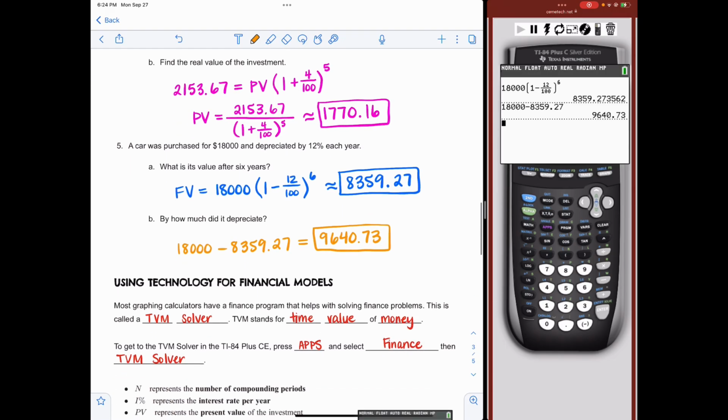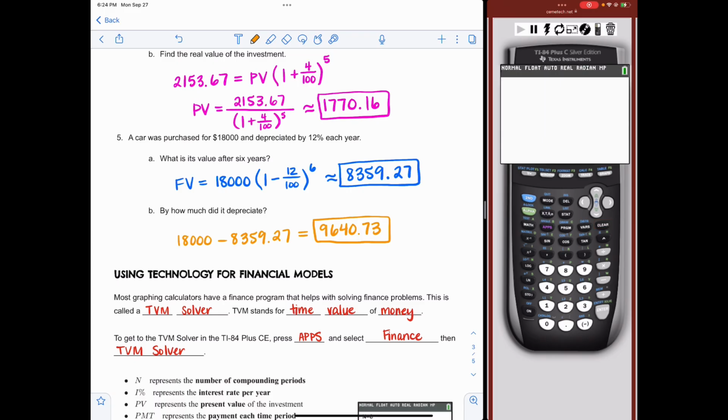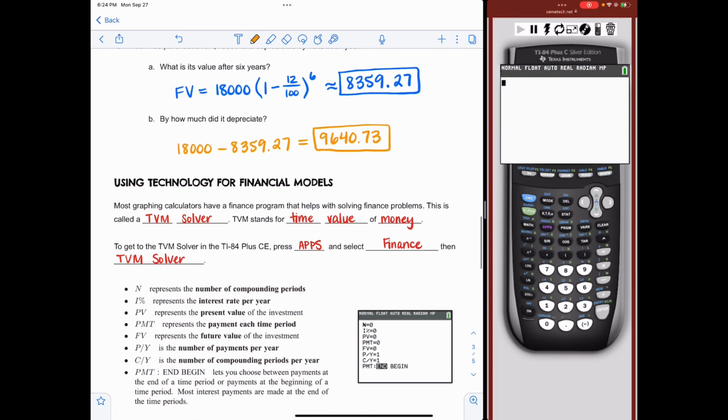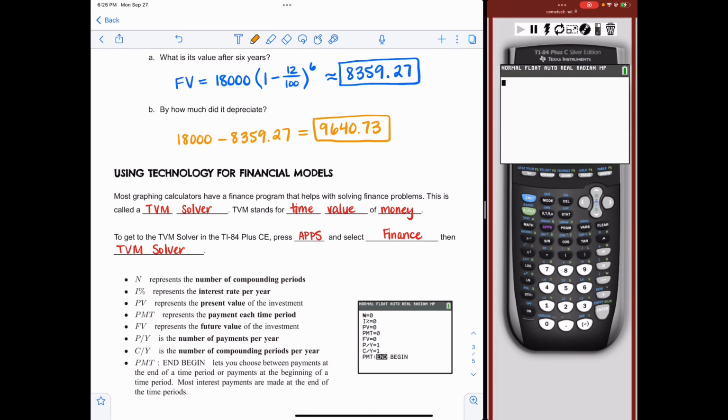All right. So now let's show you how to use technology. So anytime we use technology, you have to understand that most calculators have a finance program that helps with solving finance problems. This program is called a TVM Solver. TVM stands for time value of money. So to get to the TVM Solver in the TI-84, we are going to press Apps, and then we are going to select Finance, and then select TVM Solver. And you will end up getting the screen that is in your notes.